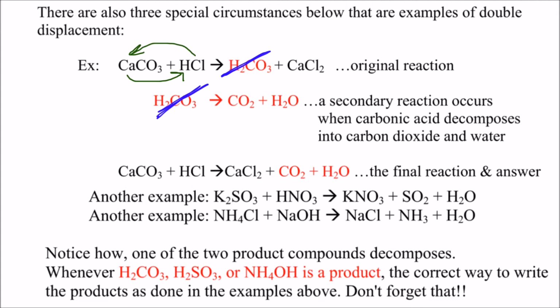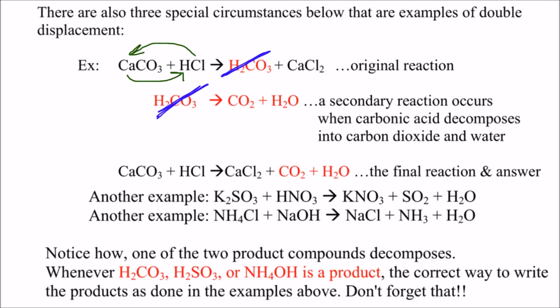The final reaction gives us the calcium carbonate plus hydrochloric acid, gives us the calcium chloride plus the carbon dioxide plus the water. So you just need to remember that if you form carbonic acid, it's going to quickly break down into those two products. So you do need to memorize that.